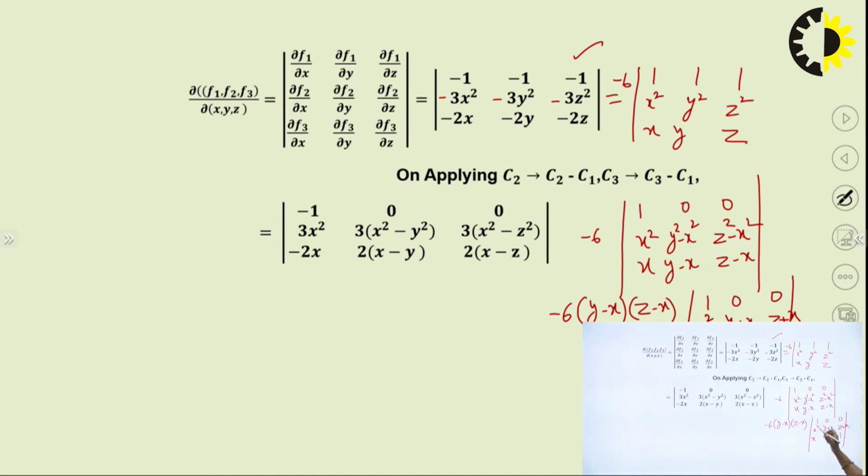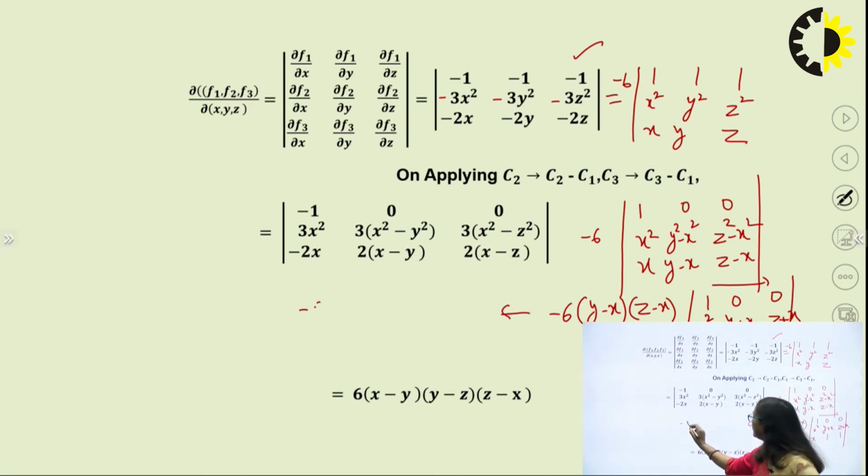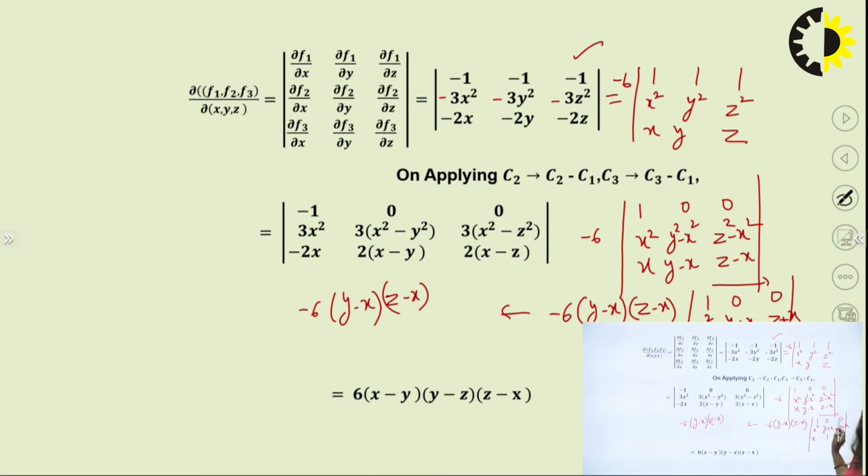So I get the value 1, 0, 0, x square, y plus x, z plus x and x, 1, 1. And now we expand it by the first row. It's very simple to expand. Look at what we get. This minus 6, y minus x and z minus x is already outside. Expanding by the first row, this will be 1, this will become y plus x minus z minus x. These two x will cancel out, giving you the value minus 6. Minus you can manipulate inside the bracket, so this will become 6, x minus y, y minus z and z minus x. So we get this as our value, minus 6, sorry plus 6, x minus y, y minus z and z minus x. So this is the Jacobian of f1, f2, f3 with respect to x, y, z.